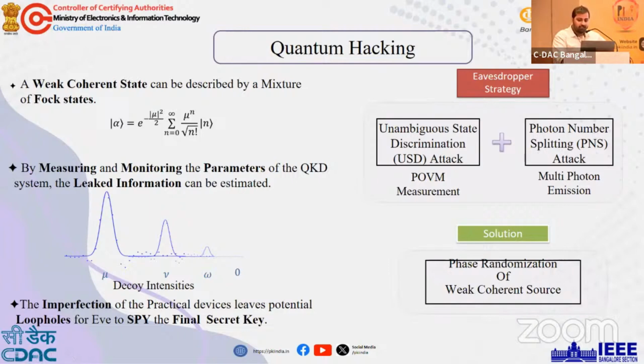So this was again a threat, and the solution is given by a security patch. A patch is something like, whenever we have a loophole, we give a patch to it to remove any leakage. So researchers came up with phase randomization of weak coherent sources. If the phase of the weak coherent source is continuously randomized, the USD and PNS attacks are not possible. So what we have done is experimentally implement discrete phase randomization of a weak coherent source along with decoy intensities.